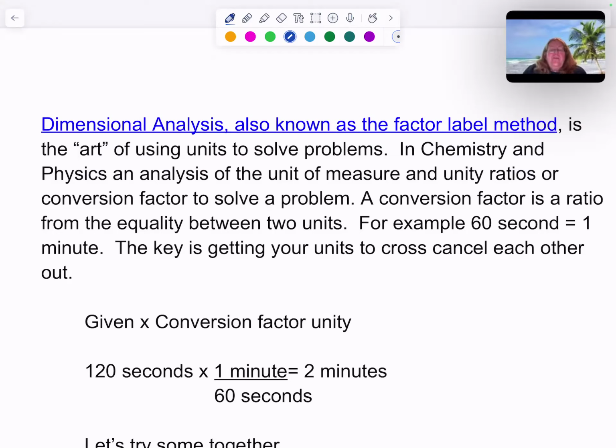So far, we've covered the metric system, and in metric conversions, we started using what we call the ratio method. That's called dimensional analysis. You'll also see it called the factor label method. It's the art of using units to solve a problem. In chemistry and physics, an analysis of the unit of measure and unity ratios or conversion factors help us solve a problem. A conversion factor is a ratio from the equality between two units, like 60 seconds equals 1 minute.